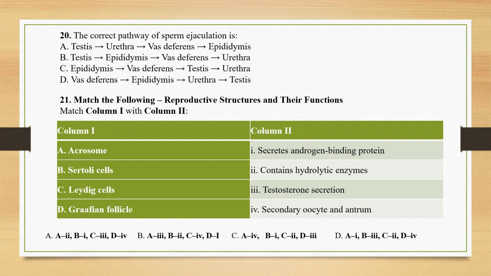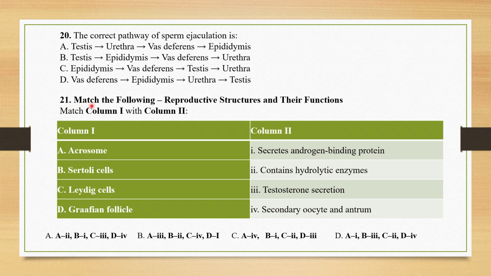The correct pathway of sperm ejaculation is, that is, testis, epididymis, vas deferens, urethra. What is testis? Testis is where sperm is produced in the seminiferous tubules. And in epididymis, sperm matures and it is stored there. Vas deferens transports the sperm from epididymis to the ejaculatory duct. Urethra, sperm exits the body through the urethra during ejaculation.